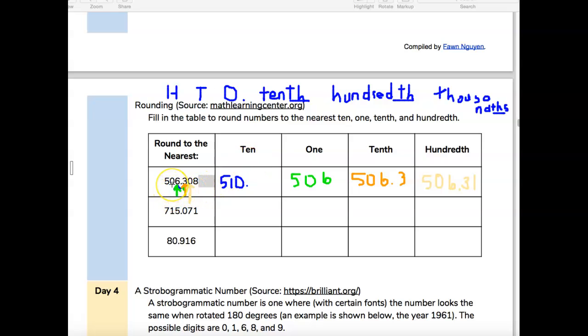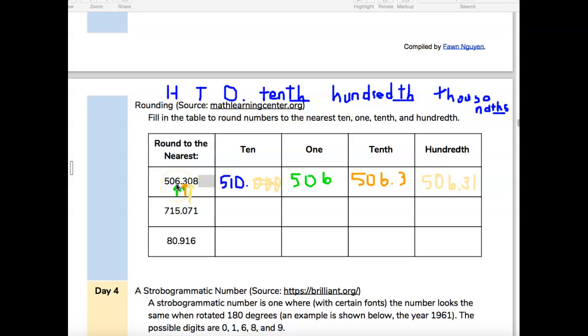So the 0 is in the tens place, and do you remember how to round? We have to look at the next number. If it's a 5, 6, 7, 8, or 9, we add 1 to this. So 0 plus 1, 5, 10. And the rest all go to 0. So we don't need to write 5, 10, and then 0, 0, 0. We can just say 5, 10. All right? Now to the nearest ones place.